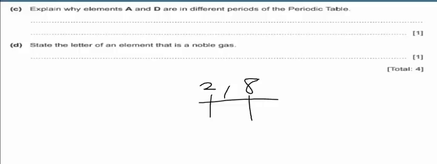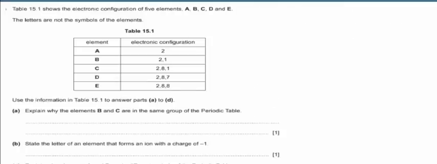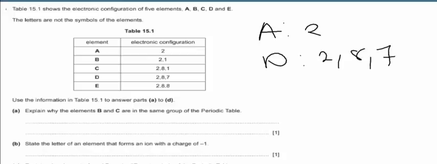Then the number of electrons in the outermost shell determines the group in which an element is found. So let's try to look at A and D, and the reason why A and D are found in different periods. Looking at the electron configuration, A just has 2, while D has 2,8,7. So A is found in which period? It is found in period 1 of the periodic table. Then D is found in period what? 1, 2, 3. So D is found in period 3.